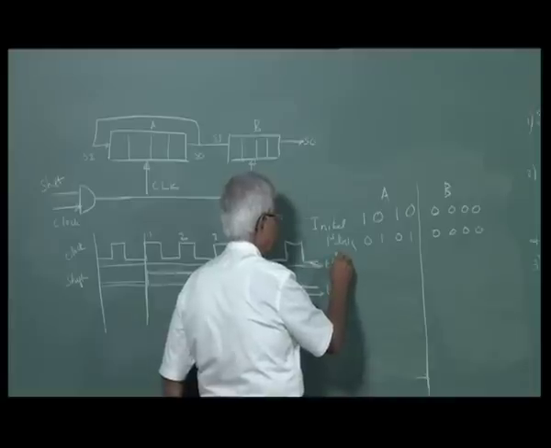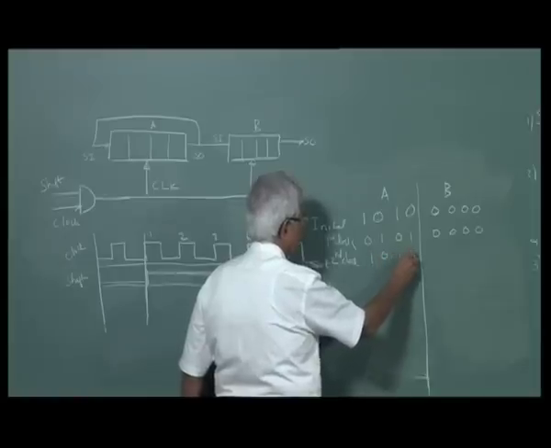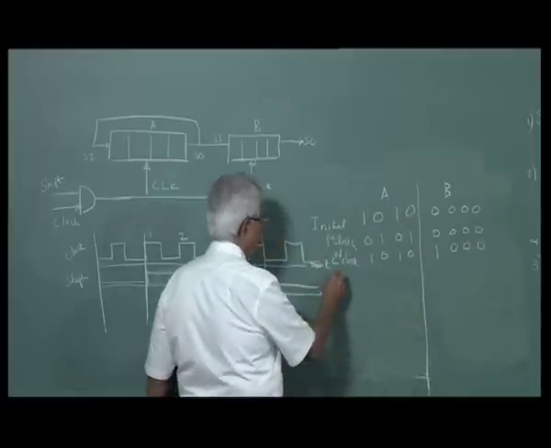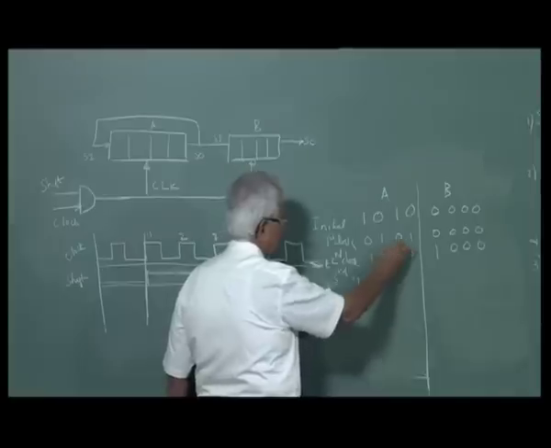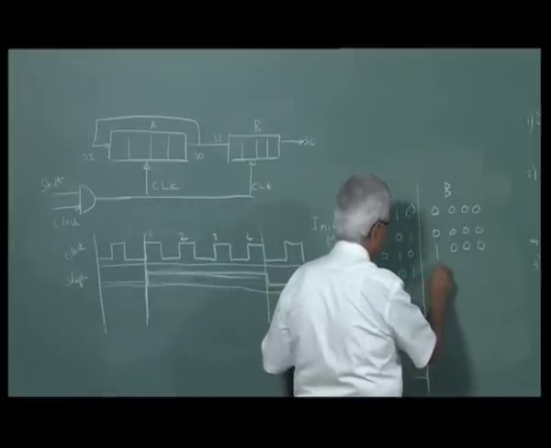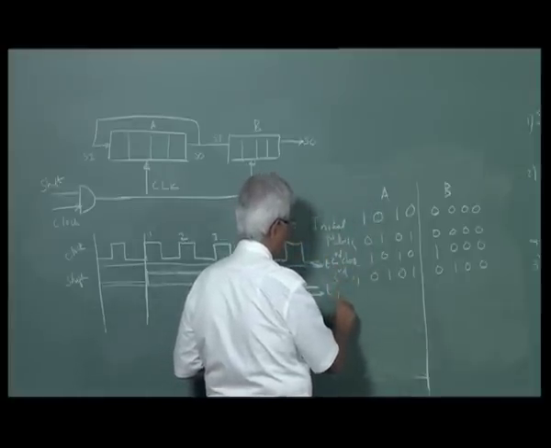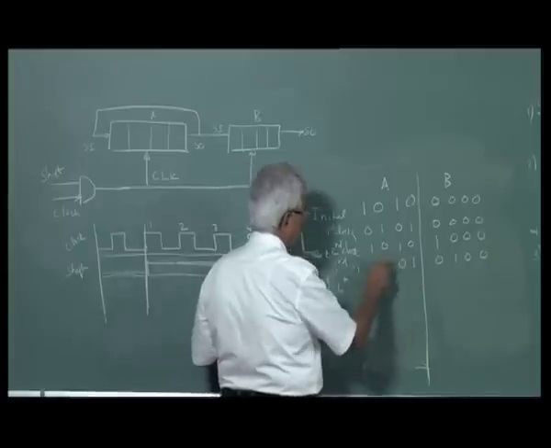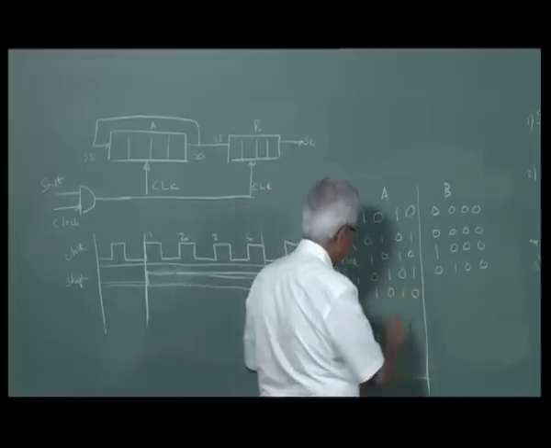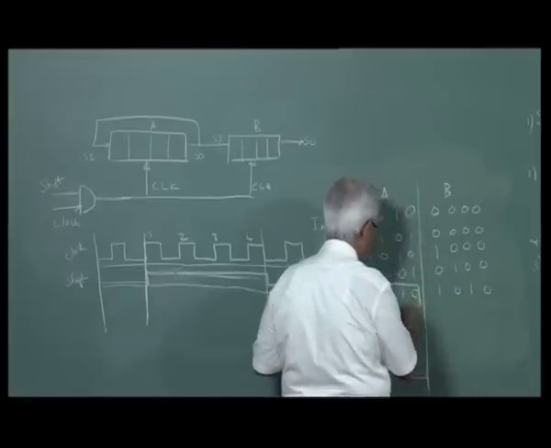After second clock, 1 comes here, it would have become 1, 0, 0, 0. After third clock, this 0 will go here, so it will be 0, 1, 0, 0. Fourth clock, this 1 goes here. So, A and B will be the same value.